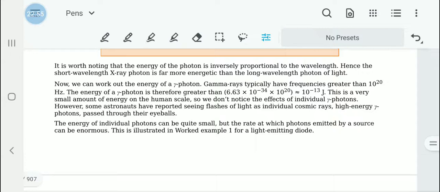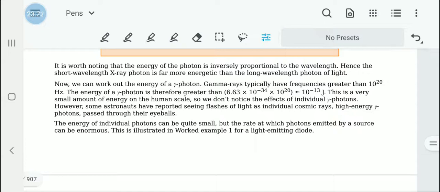So that is going to be 10 to the power minus 13 joules. Now if you take a single gamma photon, this is a very tiny, minuscule amount of energy. So when high energy gamma rays go through these astronauts' eyes, why don't we experience that?